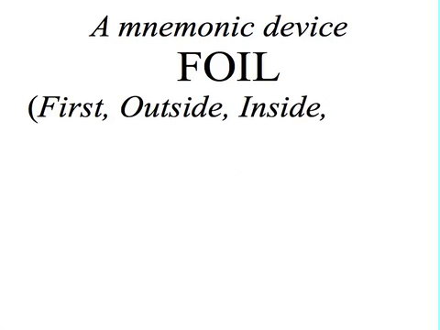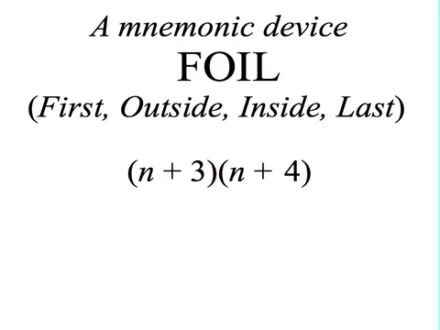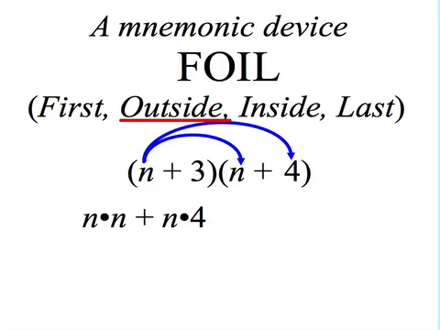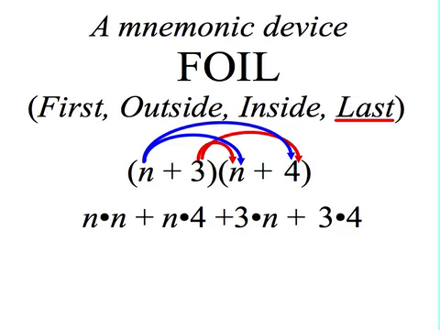Here's a mnemonic device, an acronym known as FOIL. First, outside, inside, last. Many mathematics educators don't like using this mnemonic device, but I mention it here because it's so widely used. You probably should recognize it if someone else uses it. I'll just show how it's used when multiplying a pair of binomials. Here's an example. First, in this case, means the n times the n. Outside here means the n times the 4. Inside means the 3 times the n. And last means the 3 times the 4.